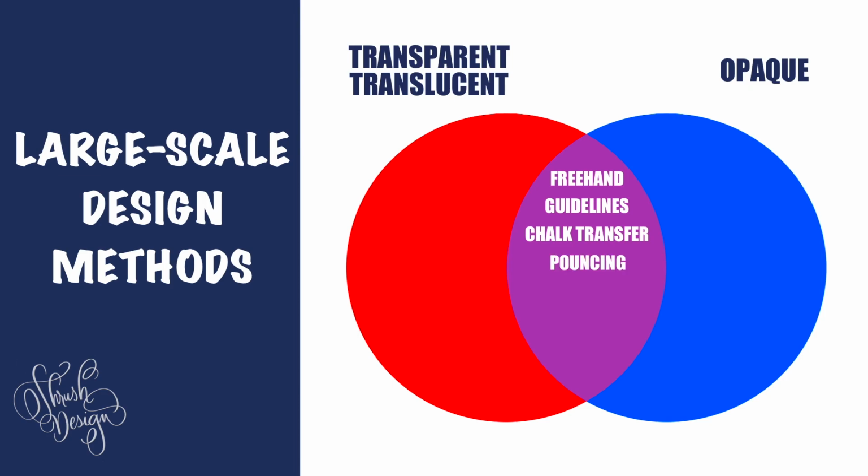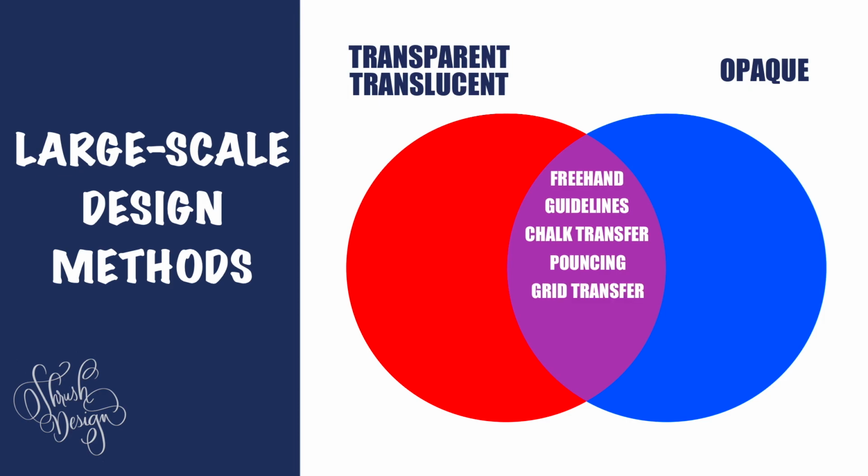Similarly, you can do a pouncing method, which you take your design laid out on paper and use a pouncing wheel to make holes, perforations in your design, and then fill those holes with chalk dust, or you can also go over it with a chalk marker or something like that to fill in those holes. And again, you would have a temporary version of your design on the surface.